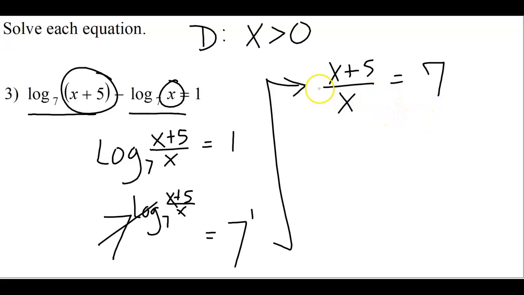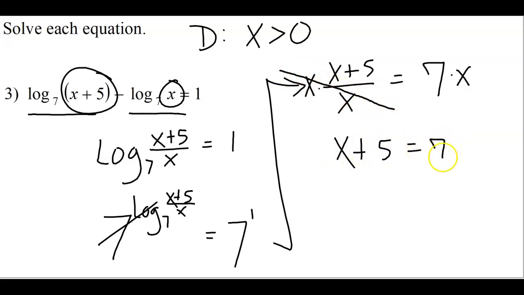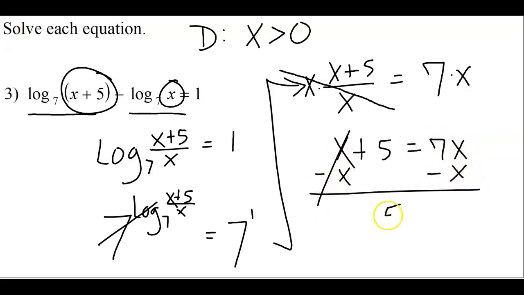Okay, so we want to multiply both sides by the denominator. So I'm going to multiply this side by x and this side by x, because that cancels the denominators on the left side there. And now I have x plus 5 equals 7x. The next thing I would want to do is put my x's together. 7x minus 1x is 6x. Division gives me 5/6.